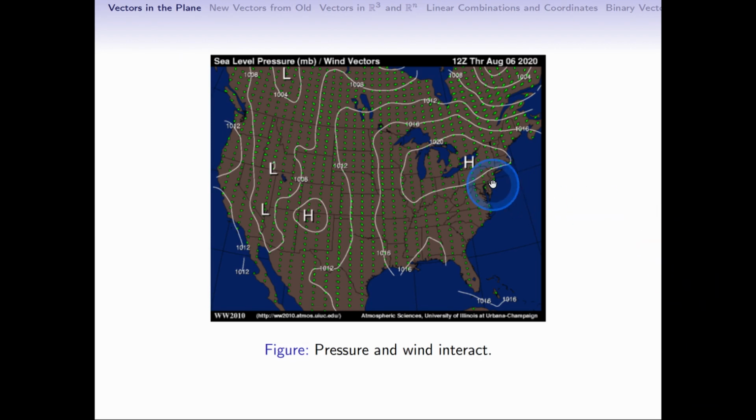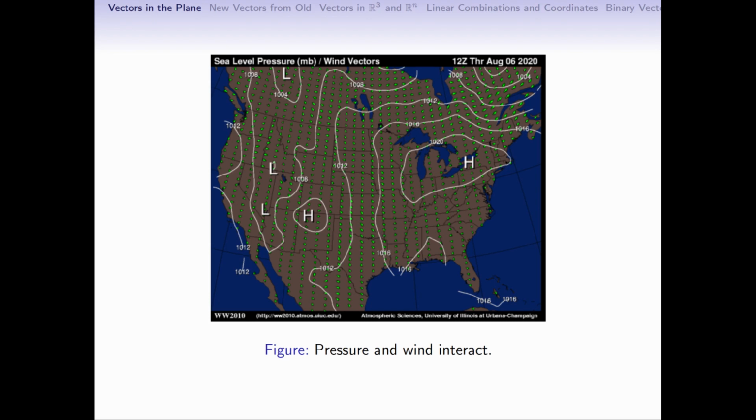The pressure is being given to us in kind of a topographical way. We can see that these lines here are lines of constant pressure. So every point along this line has the same pressure. And we can see that as we move across this part of North America here, the pressure is dropping as I move from one of these contour lines to another. Now the wind is being given to us just by the green arrows.